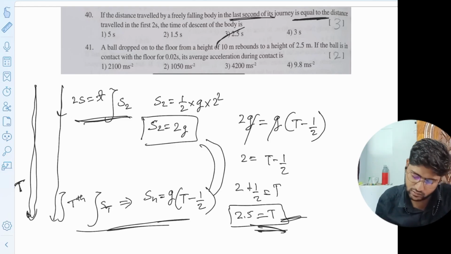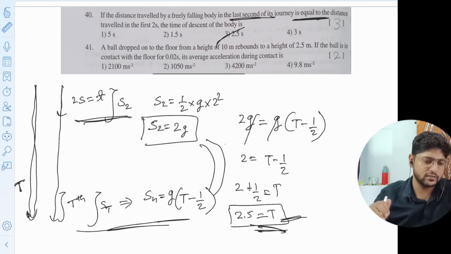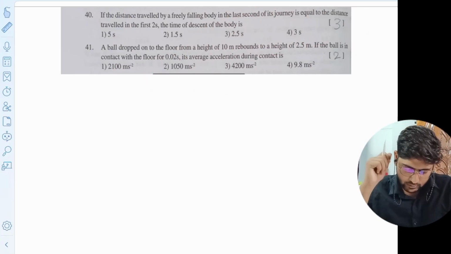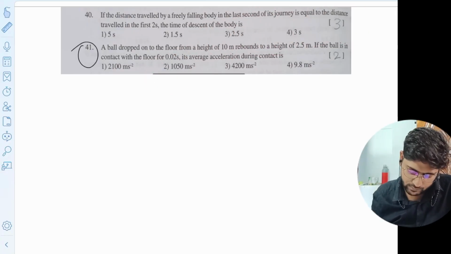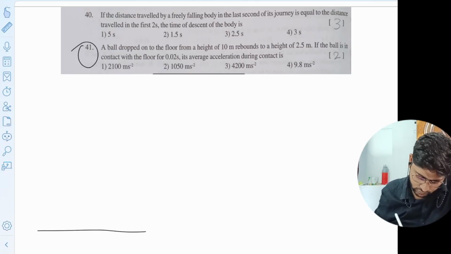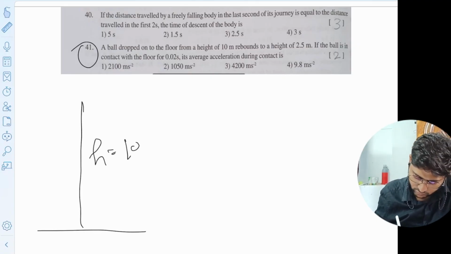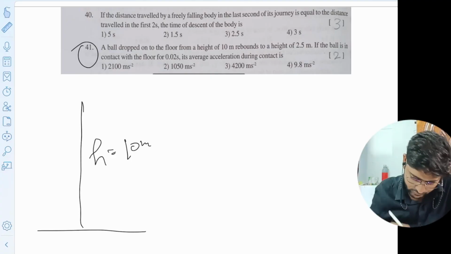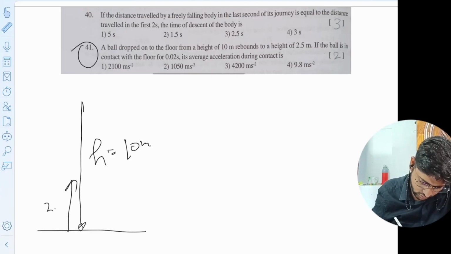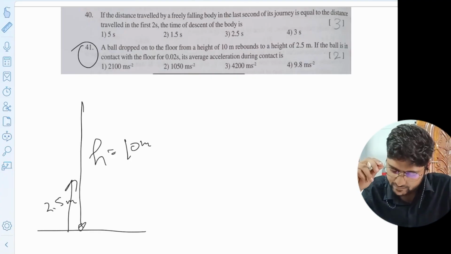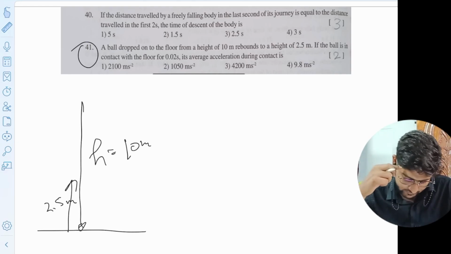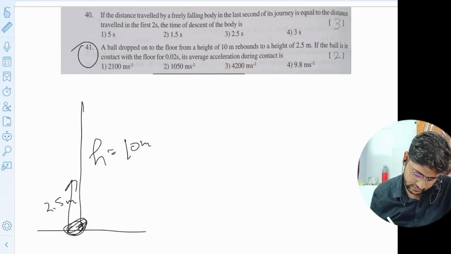Now question 41, how will you solve? Homework question. Question number 41, homework. A ball dropped on the floor from a height of 10 meter. This is the floor, this is the height, height equals 10 meter. It rebounds to a height of 2.5 meter. When it falls, it will again go to 2.5 meter. The ball is in contact with the floor for 0.02 second.